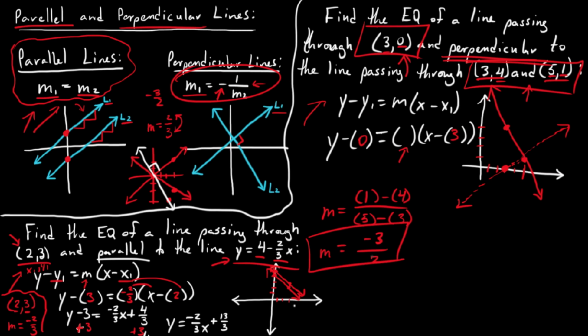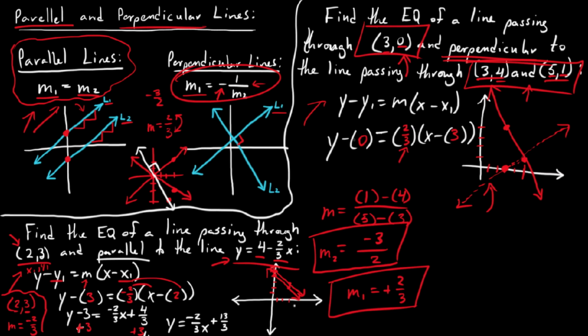We want our line to be perpendicular to this. So if this is the slope of the second line, we want the negative reciprocal of this to be the slope of the first line. This is already negative, so if we negate a negative, the slope of the first line should be positive. Looking at this, that makes sense. And the reciprocal of this would be 2/3.